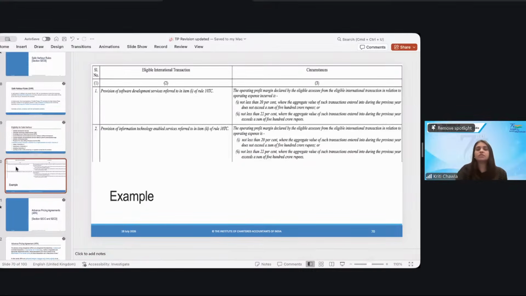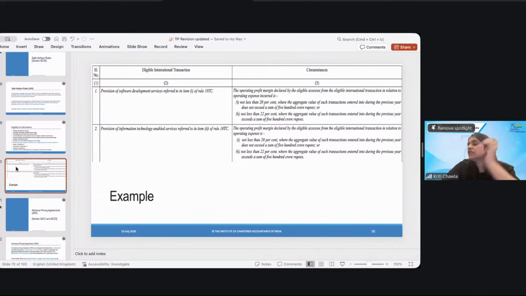Just as an example, on this particular slide I have provided, let's say that there is provision of software development services, then the operating margin which is declared by the eligible assessee from the eligible international transaction in relation to operating expense incurred is not less than 20%, where the aggregate value of such transactions does not exceed a sum of 500 crores. And if it exceeds 500 crores, then it should not be less than 22%. So this is the reason they've defined the circumstance and the transfer price, which should be accepted by the tax authorities.